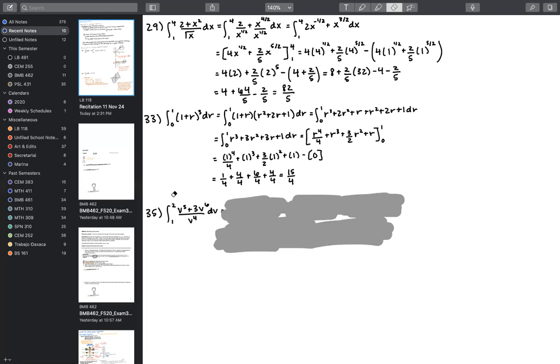Finally, we've got one example left to do, and this is going to be another example where we have to distribute the denominator. So we don't have to do any fractional power manipulations per se because we don't have any square roots or anything like that, so this one will be a little bit more straightforward.